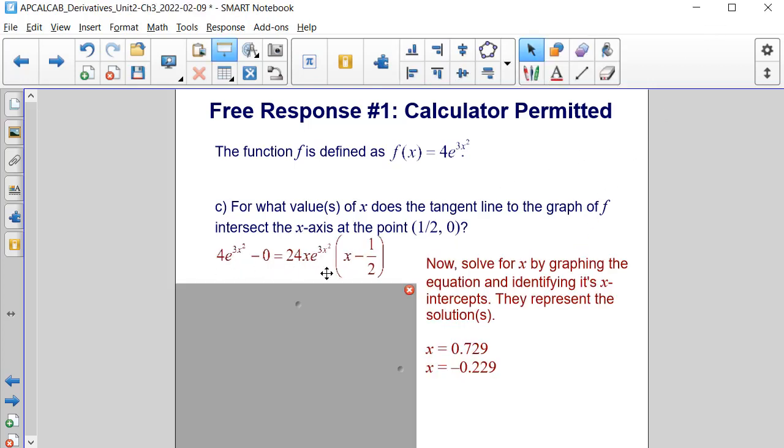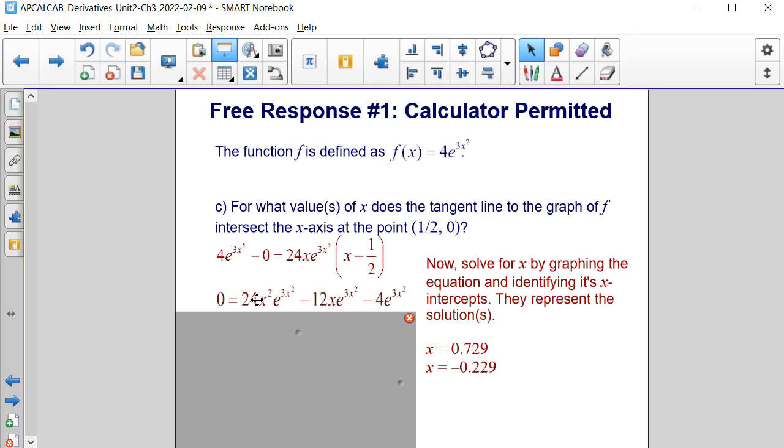And once we have our equation in point slope, we can distribute the 24x e to the 3x squared through to both terms on the right, and move the 4e to the 3x squared term over to the right as well with subtraction. That'll leave 0 being equal to 24x squared e to the 3x squared minus 12x e to the 3x squared from distribution, and then minus 4e to the 3x squared when we move that over. And that is equal to 0, which is neither positive nor negative.